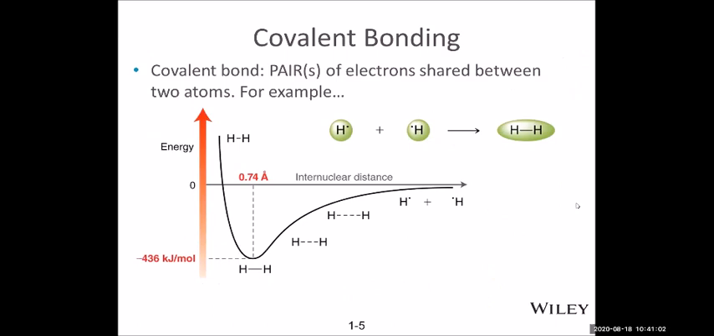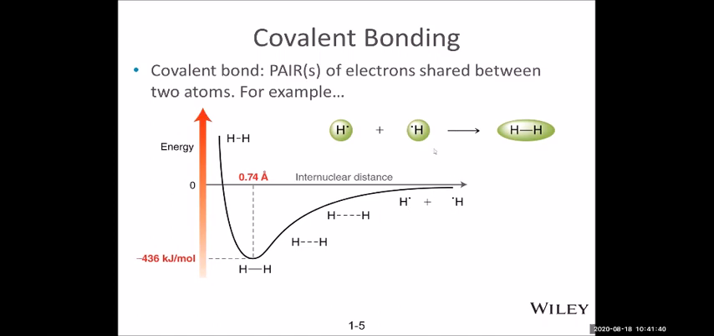The covalent bonding nature is just that two atoms share one pair of electrons between the nuclei. When the two electrons, which have opposite spin, exist between the two nuclei, the electrons act like a glue. They attract both nuclei, which are both positive, and that brings down the energy.